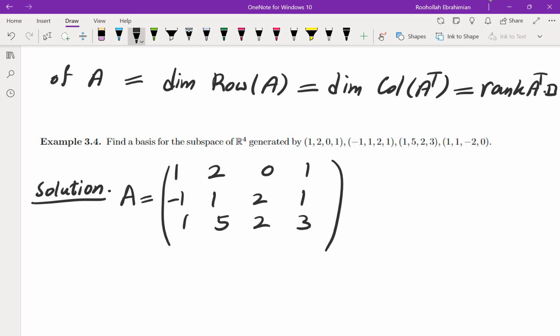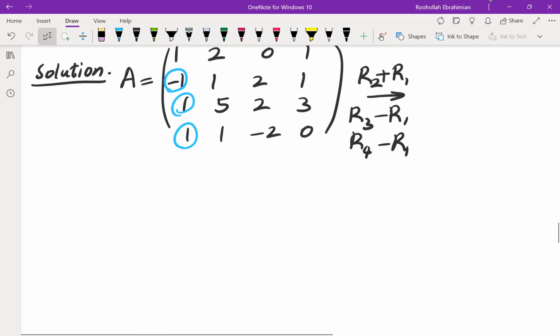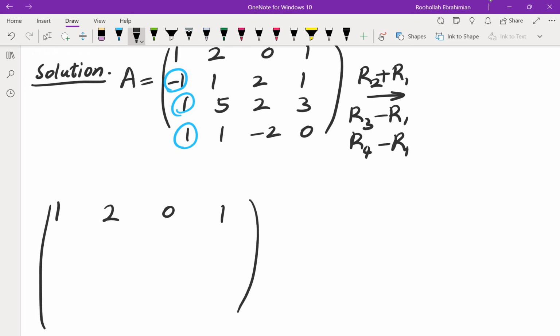So I will do that. 1, 5, 2, 3, 1, 1, negative 2, 0. Okay, so we'll go ahead and make these three entries 0 by applying R2 plus R1, R3 minus R1, and R4 minus R1. So we'll apply these three operations. So 1, 2, 0, 1. So I'm adding the first row to the second row. So that would be 3, 2, 2.